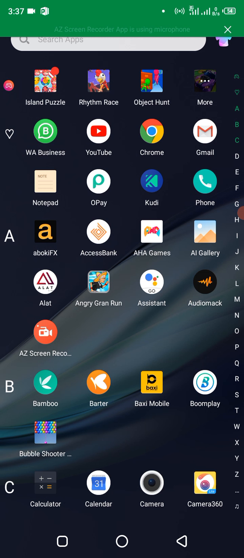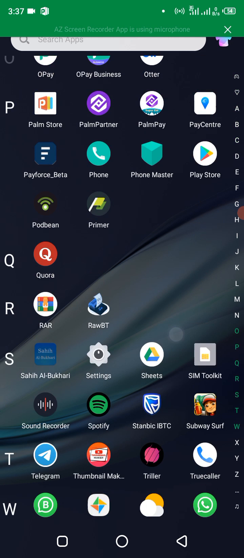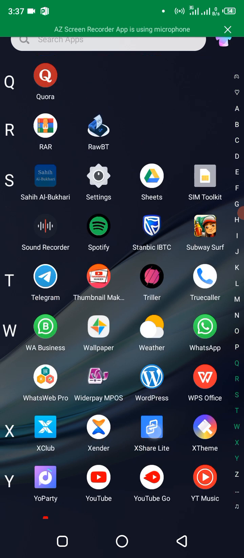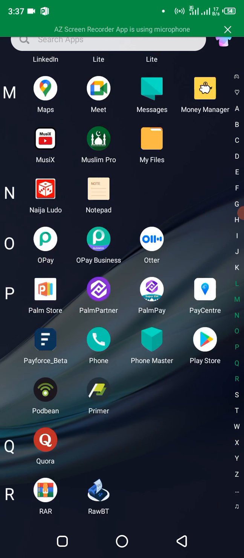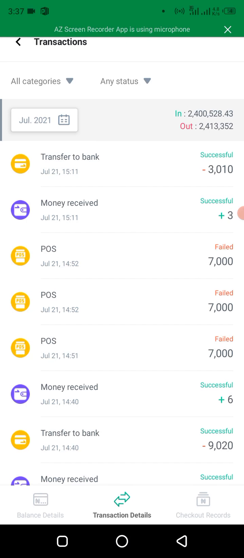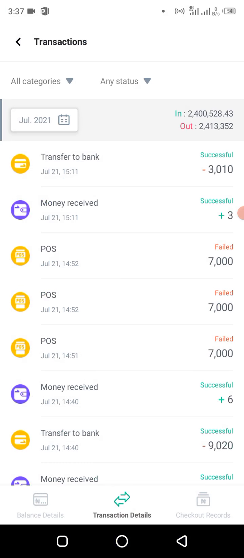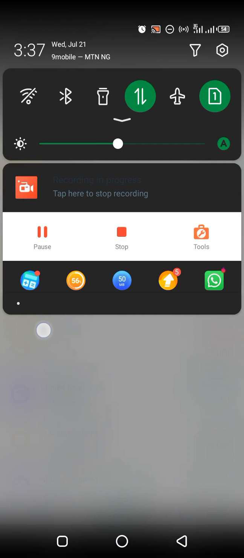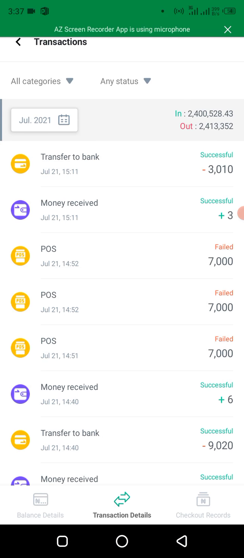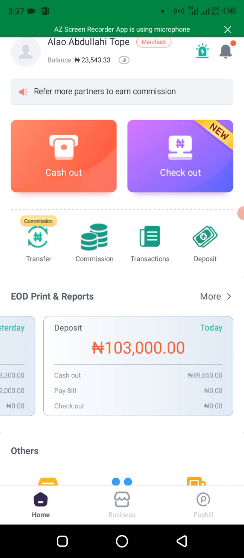Alright, the first thing you do is log into your Opay business app. Let's look for Opay business app. Okay, I think this is it. So that's Opay business app. Okay, so this is the first page. You see welcome, you see your name and everything. So it should display all these things.